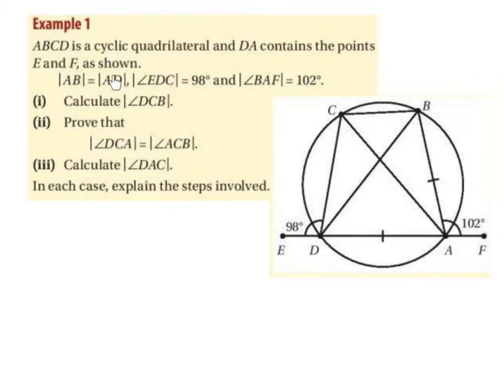AB is equal to AD. The angle EDC is 98 degrees. And the angle BAF is 102 degrees. Calculate the angle DCB. Prove that the angle DCA is equal to the angle ACB. And calculate the angle DAC. In each case, explain the steps involved.